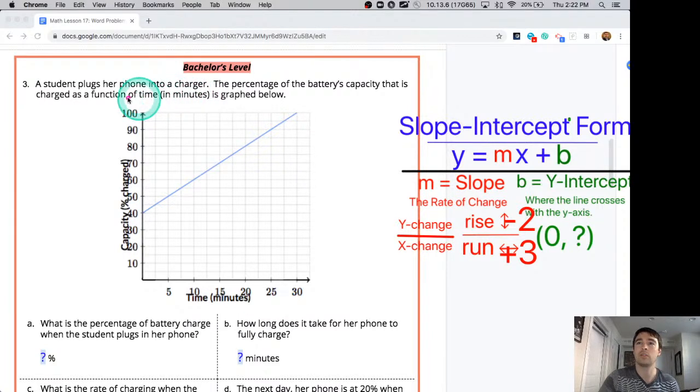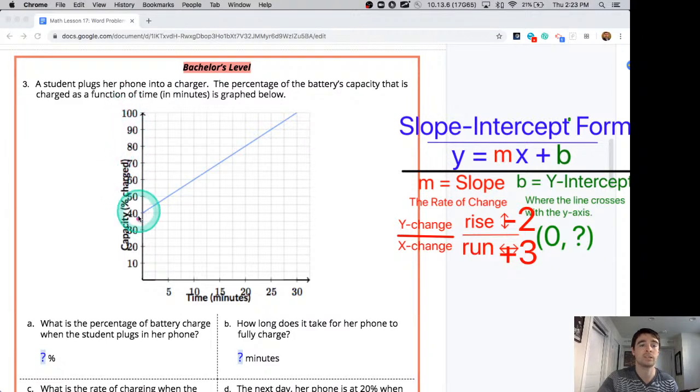I hope it's zoomed in enough for you there. It says a student plugs her phone into a charger. The percentage of the battery's capacity that is charged as a function of time is graphed below. So this is Khan Academy's fancy way of saying when they say as one variable, battery capacity, as a function of the other, they're saying there's a linear relationship between these two, if the graph is a straight line. The time in minutes is directly related to how much capacity or how much charge her battery has.